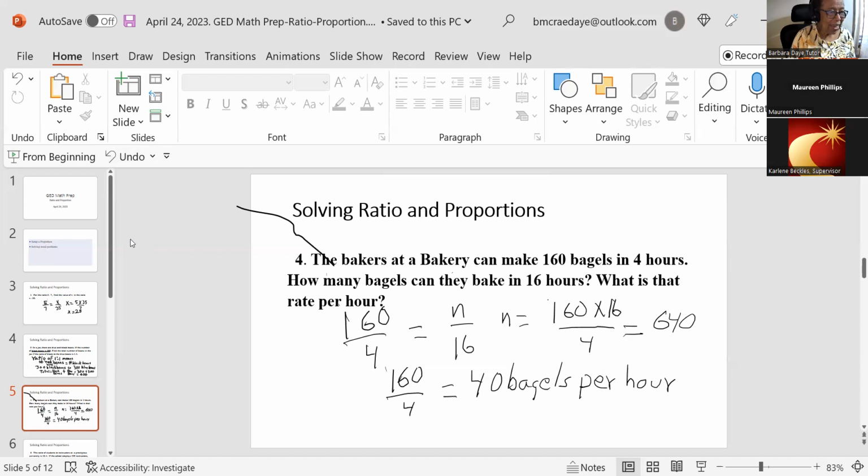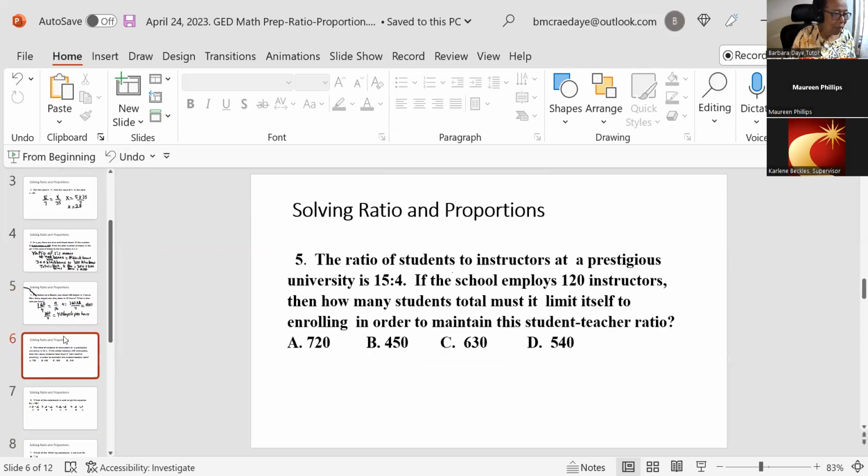Okay, let's look at what's number 4? That was number 4. Okay, number 5. A ratio of students to instructors at a Preston university is 15:4.